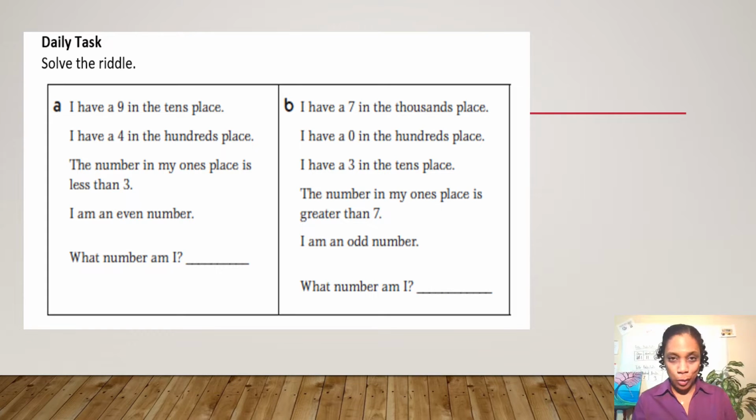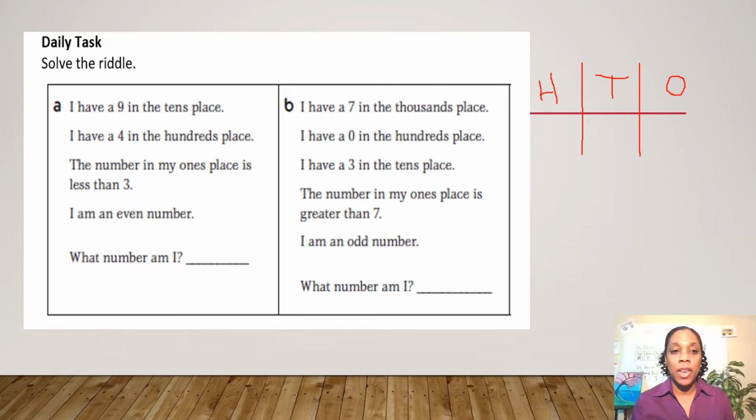Well, let's look at the first riddle, riddle A. It says, I have a 9 in the tens place. I have a 4 in the hundreds place. The number in my ones place is less than 3. I am an even number. What number am I? Wow. So we're going to have to really think this through. I always like to start off by making a place value chart.